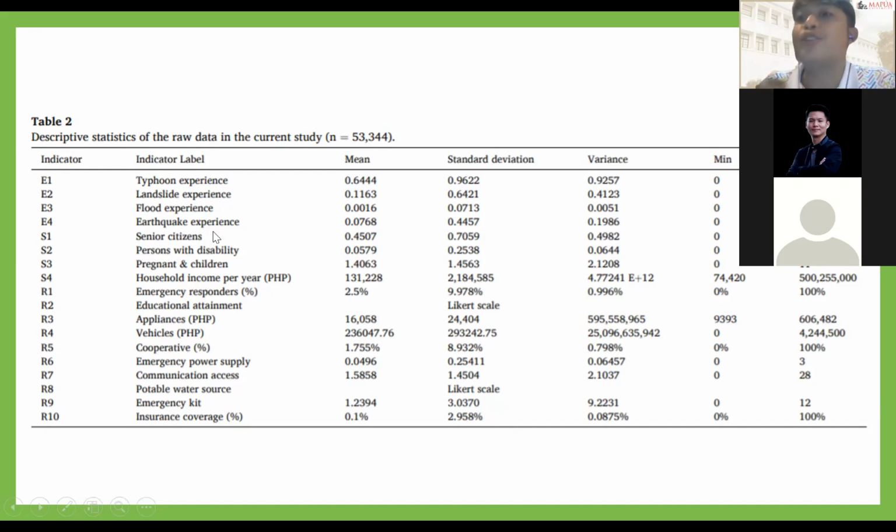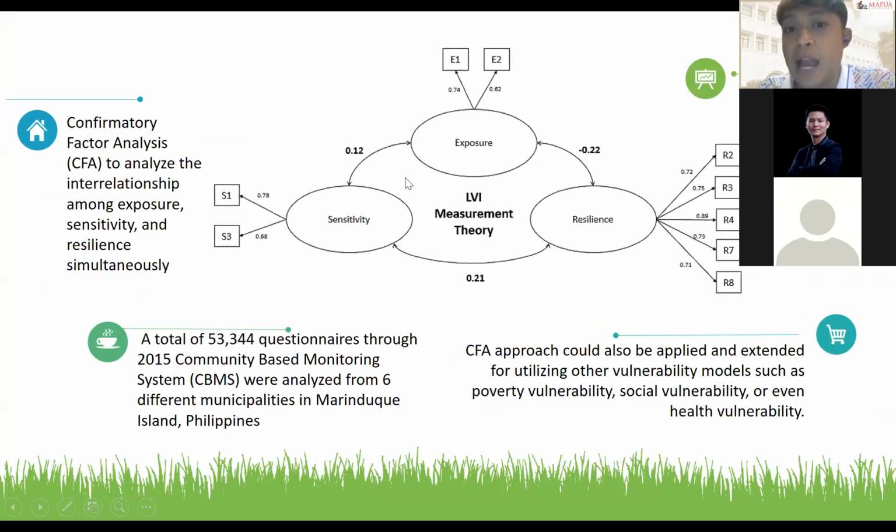But for me, I use confirmatory because I already decided first which one goes to which one. For example, this one goes to what we call exposure. This one we call sensitivity. This one we call resilience. So I make the model like this one. Very simple model. And that's why the name is confirmatory factor analysis. There is no X, there is no Y. Everything is just a high degree of correlation.